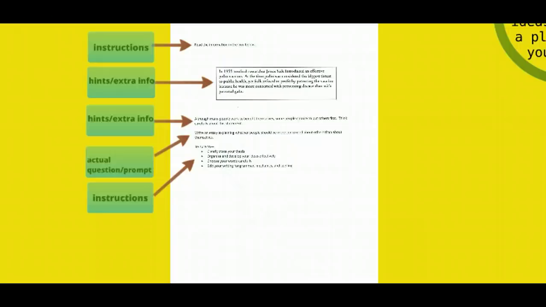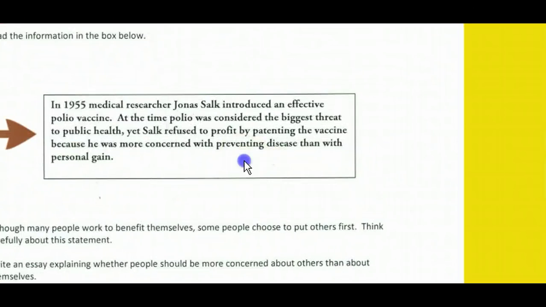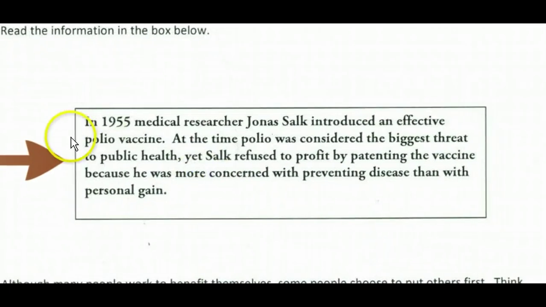So if we look at this one, we have our instruction area up here and down here, but there's also 2 parts of this that are hints and extra info. For instance, on this type of prompt, if you look, right, in this box, you would think that putting this box around it means this is the really important part. But actually, this is just some background information that's meant to help you think about the prompt. You're not actually writing about this specific thing. Okay? This is a hint. It tells you a little background and idea that the prompt is coming from.